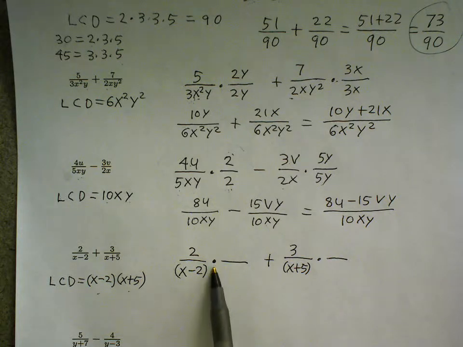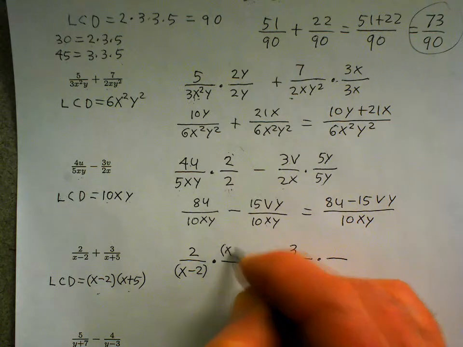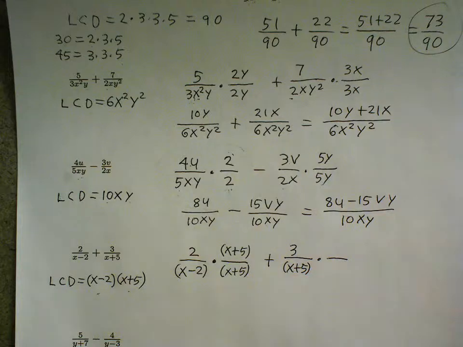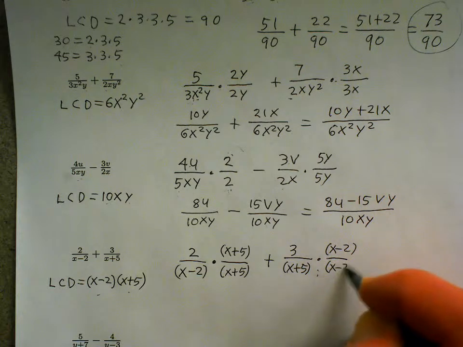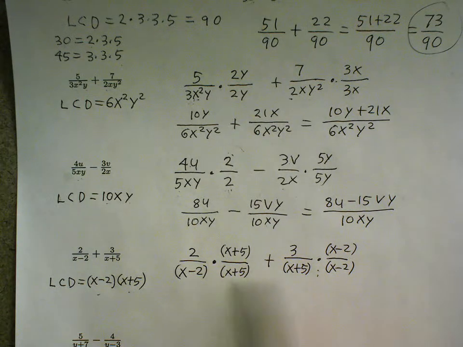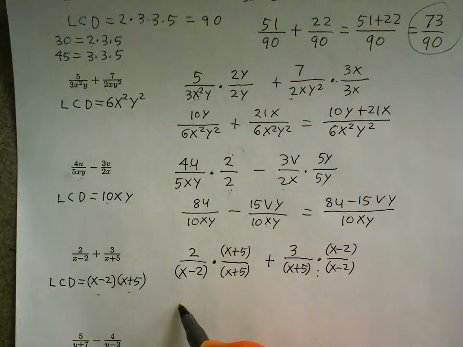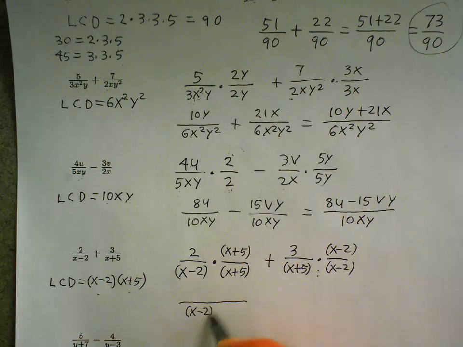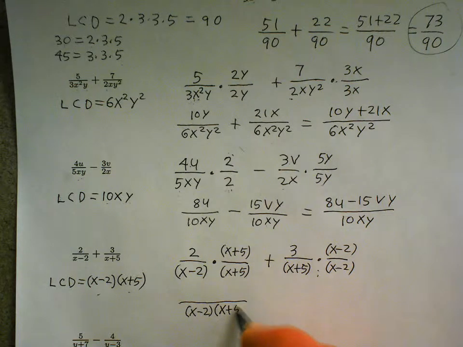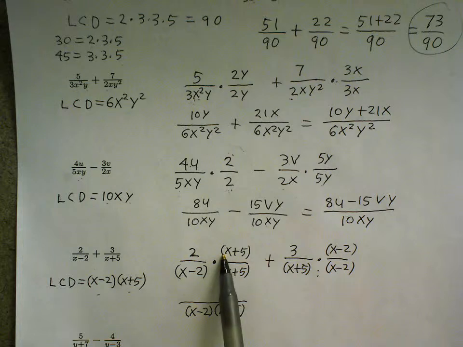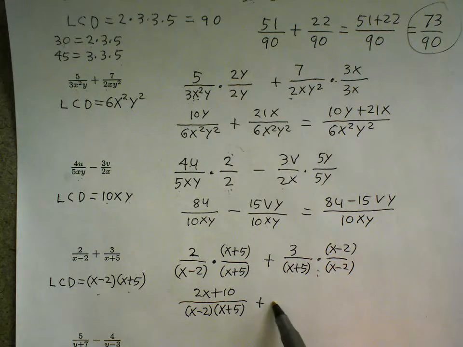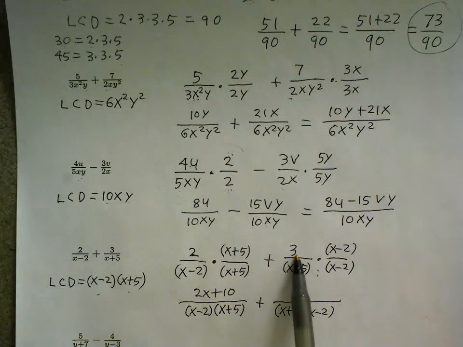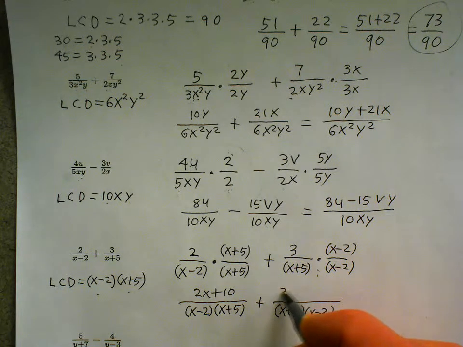So for this first product on the left, we multiply by 1 in the form x plus 5 over x plus 5. For the other product, we multiply by 1 in the form x minus 2 over x minus 2. And now we have a common denominator. So we'll just leave the denominator in factored form, x minus 2 times x plus 5. And in this numerator, we have 2 times the binomial x plus 5, which is 2x plus 10. And then we're adding that to the other rational expression with the same denominator, x plus 5 times x minus 2. And this time we multiply 3 times the binomial x minus 2 to get 3x minus 6.